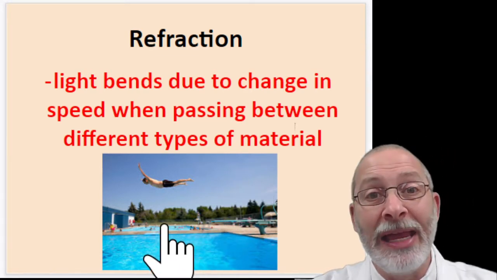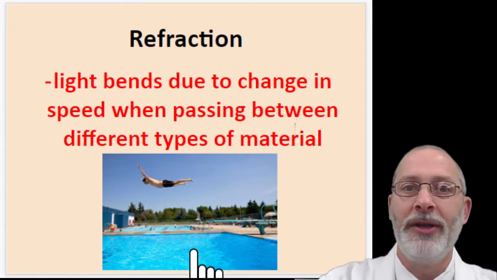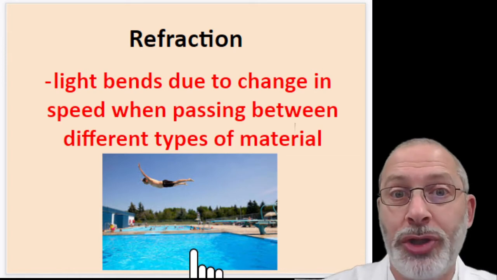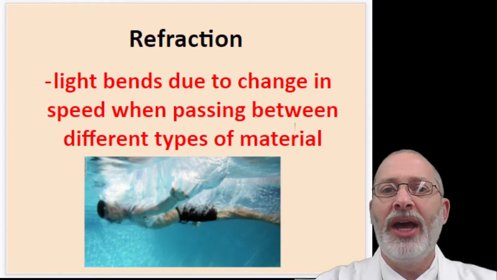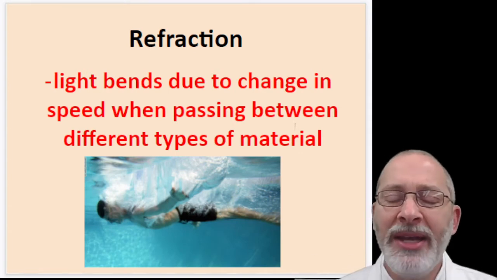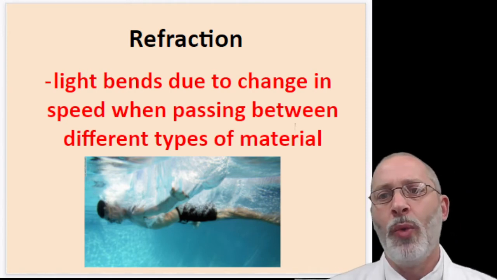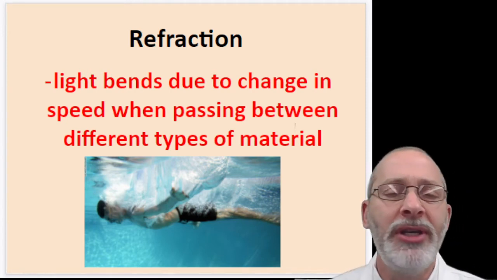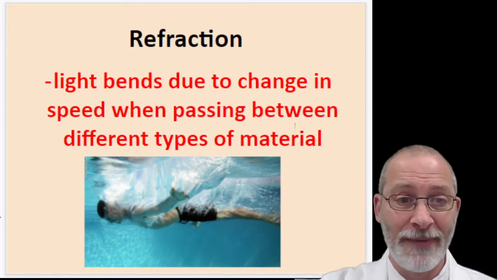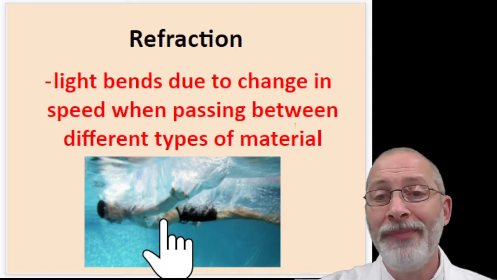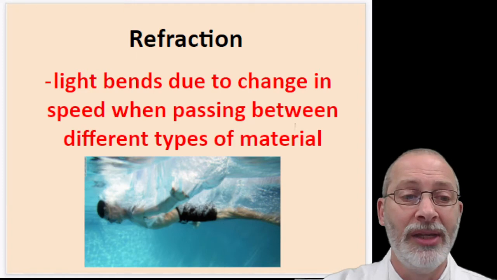So you have to aim in a different position in order to spear that fish. Otherwise, you're going to miss. So refraction is, again, that bending of light due to a change in the speed of that light when passing between different types of material that have different densities. So this dude, when he hits the water, he slows down markedly because of the different density of water.